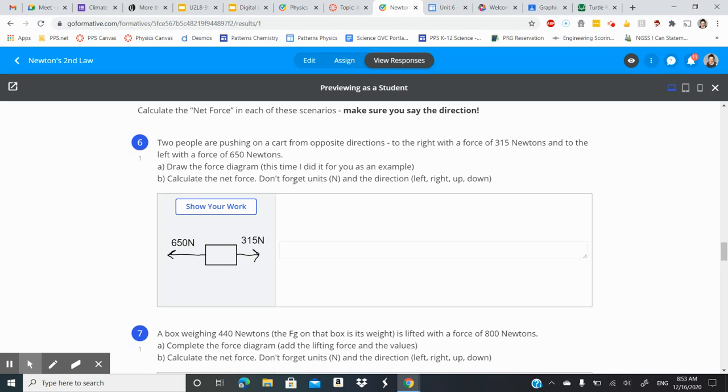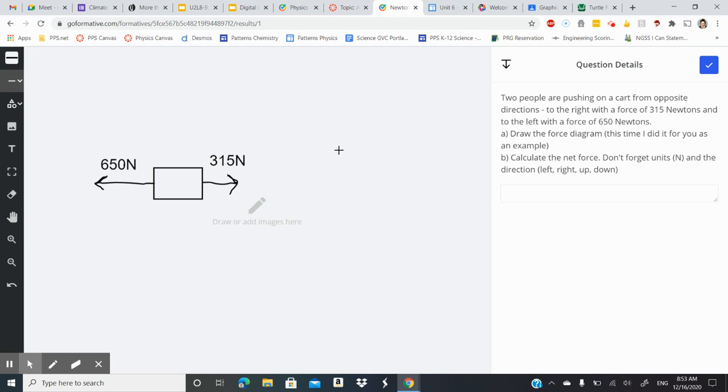B, calculate the net force. Don't forget units, newtons, and the direction, left, right, up, or down. So you'll be putting your answer to B here, and you don't have to do this part, but I'm going to show you how I would calculate that net force. So I'll go to show your work.